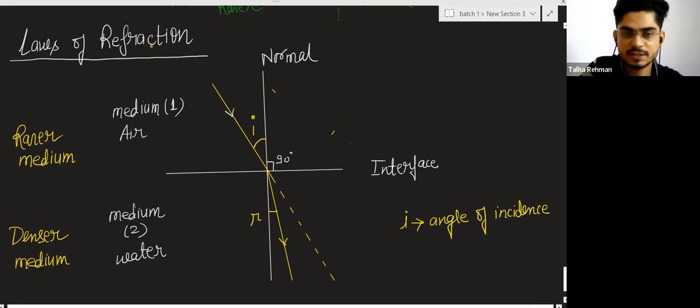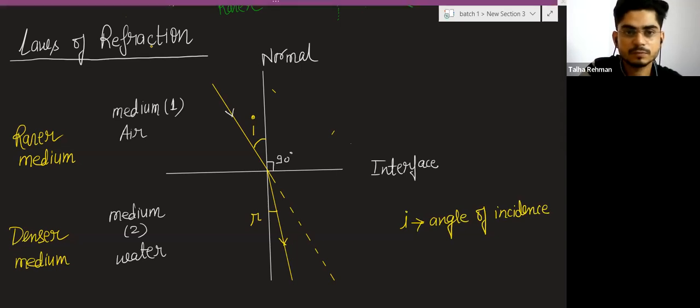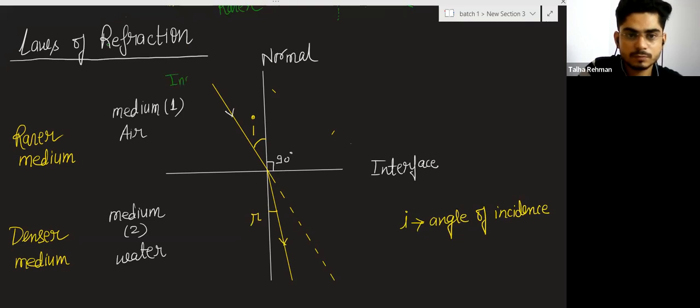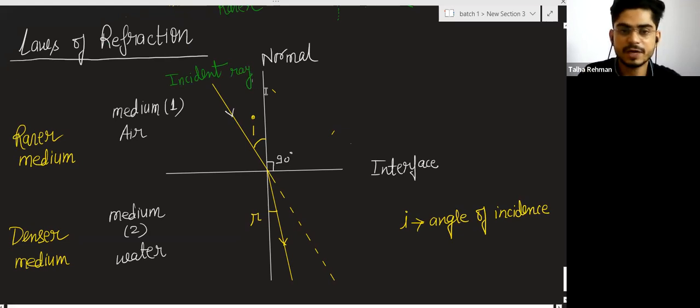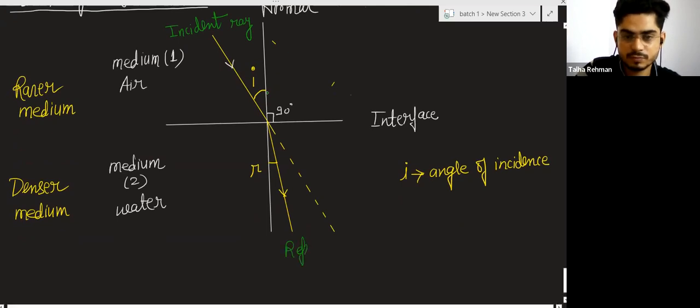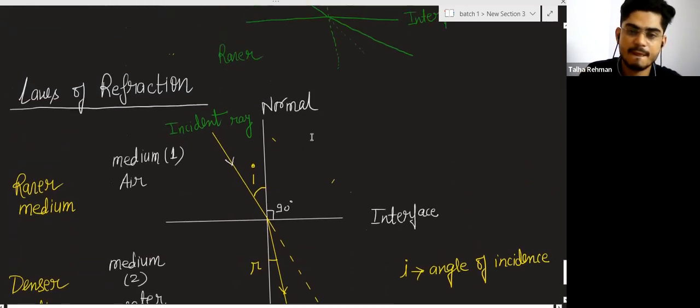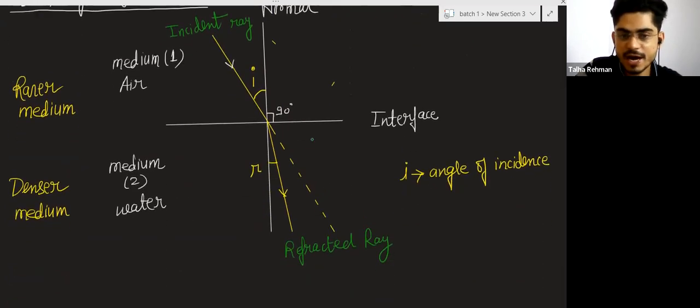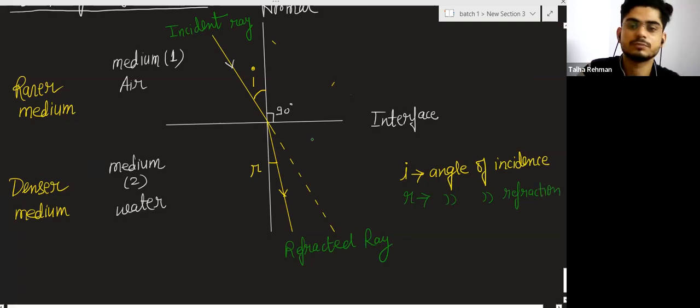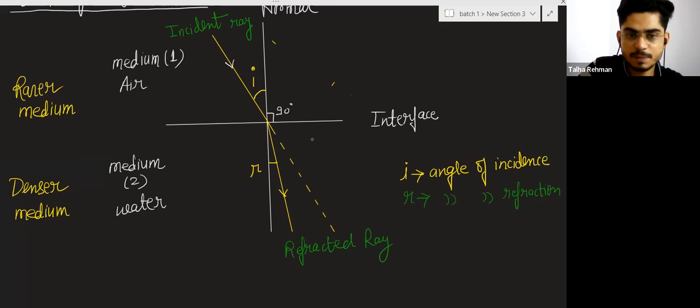This is the incident ray, and this is the refracted ray, and r is the angle of refraction, and this is the point of incidence where the light strikes.